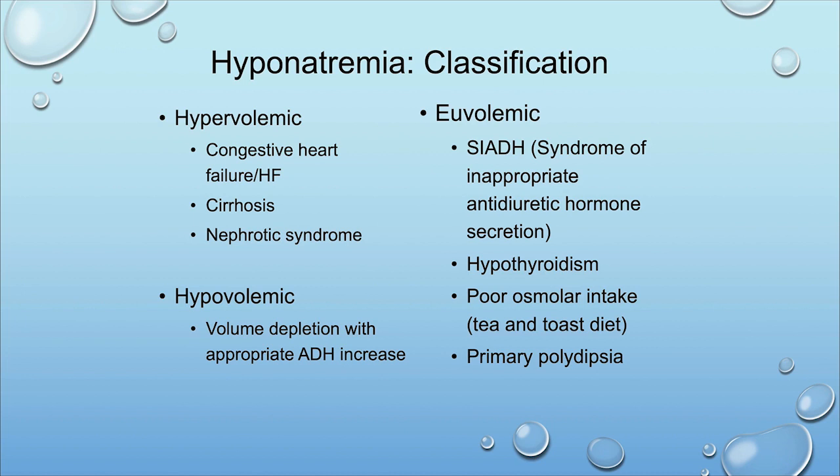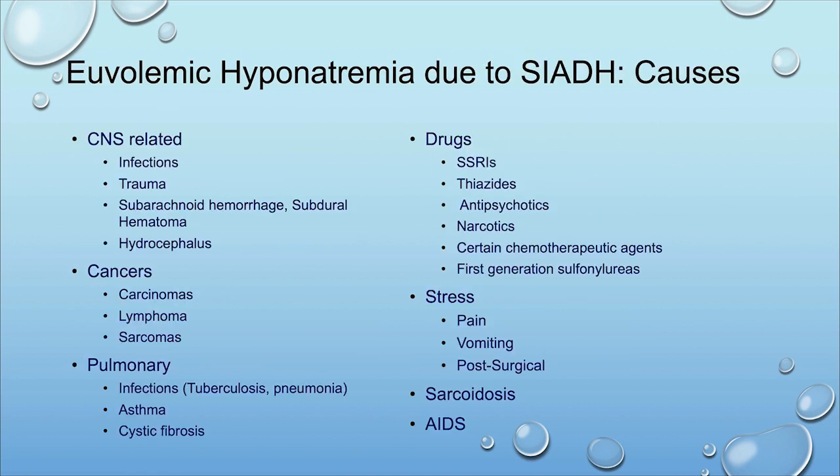You can also see this with hypothyroidism, or people with poor osmolar intake, such as the person on a tea and toast diet, or in beer drinkers' potomania, the person who drinks excessive quantities of beer. You can also see it in patients with primary polydipsia, where they drink large quantities of water that overwhelm the kidney's ability to dilute.